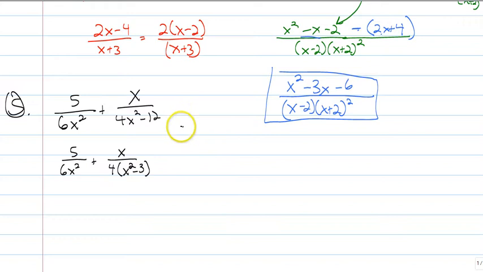So my LCD for this problem is, well, for numbers, we have a 6 and a 4. What number can I get to with both of those? I can get those both to 12. So that's the lowest number that I can use for that. I have an x squared term that's by itself. I need an x squared term then.